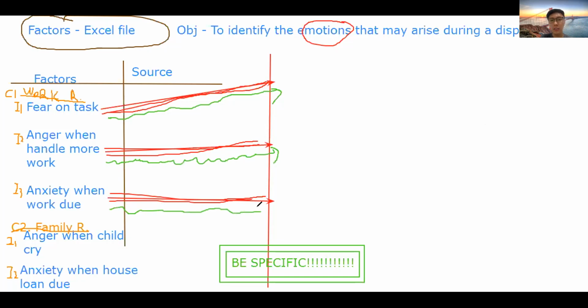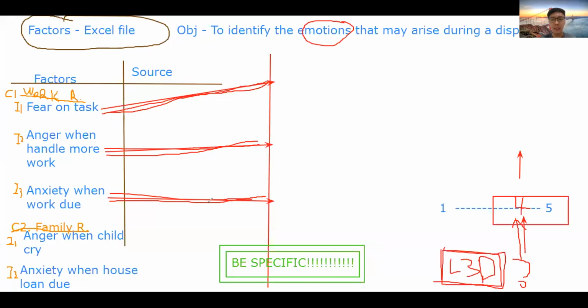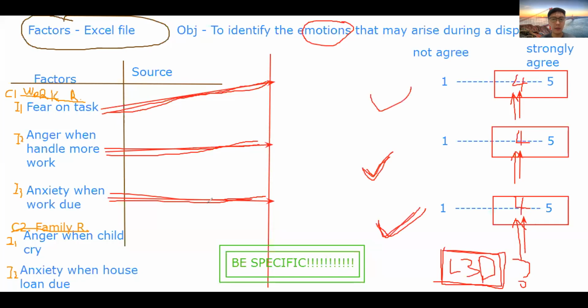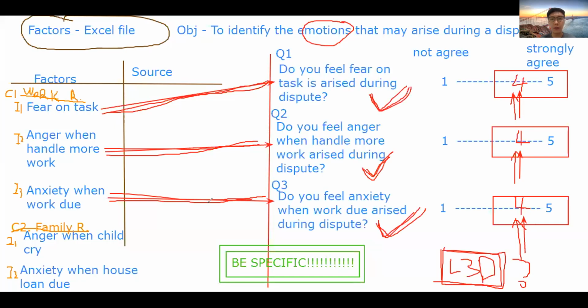You cannot just simply convert "do you feel fear" without putting your heart into your survey. Then you will face something like this just now. You will face something like this in your survey answers later. Okay, so let's be more specific.